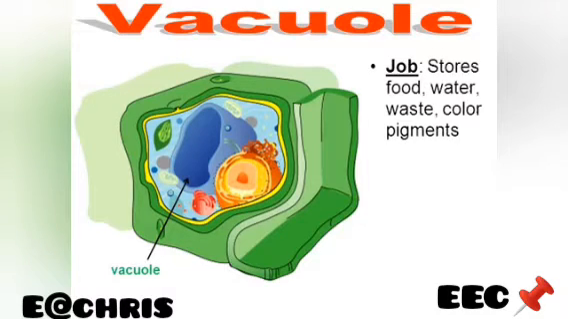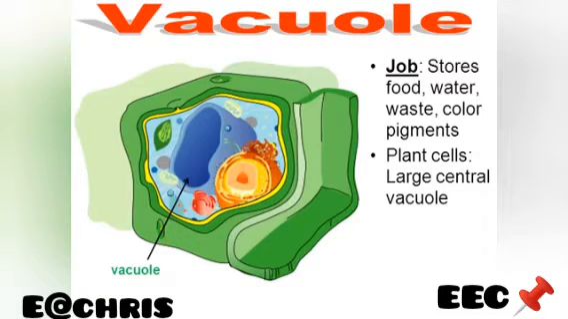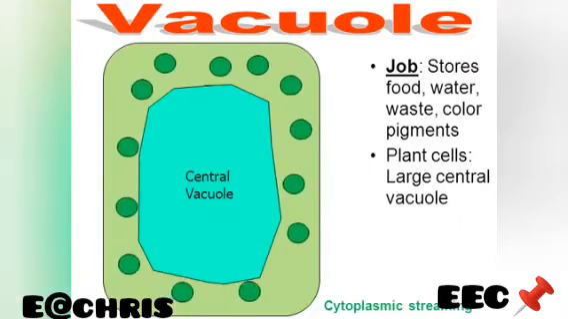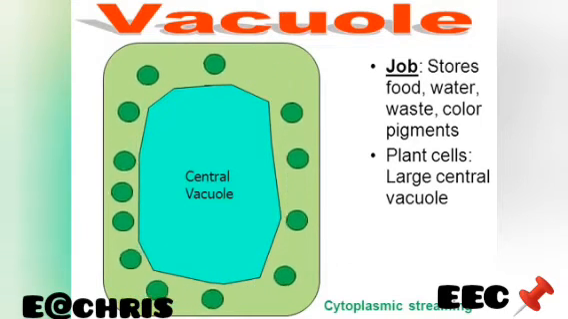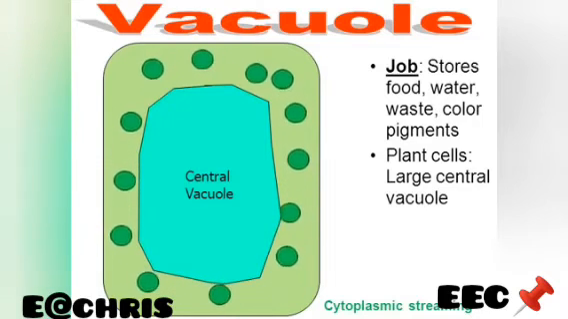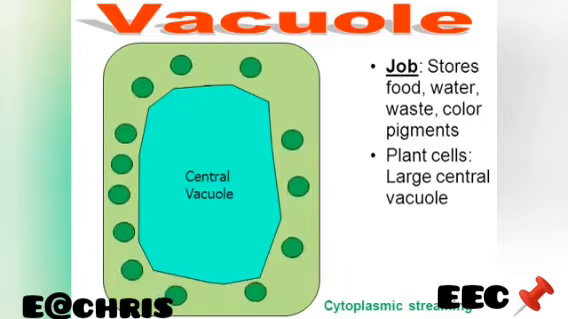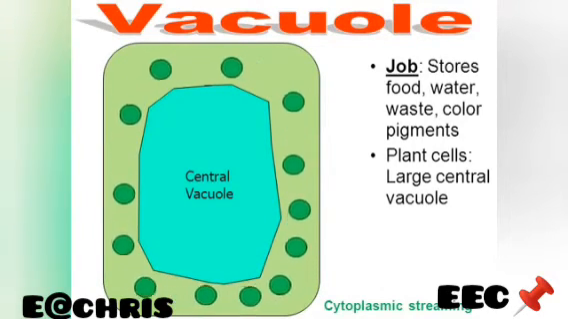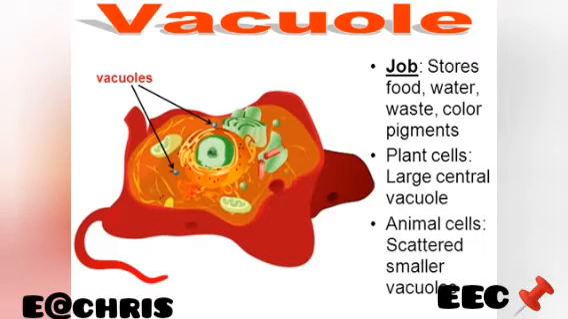You have to know that the vacuole is a large organelle in the cell cytoplasm. It stores food, water, waste, color, and pigments. For plant cells, it's a large central vacuole because it contains much water required by the plant cell for specific functions. This is what we call cytoplasmic streaming. Due to the presence of the central vacuole with much water, it allows the organelles in the cytoplasm to stream.